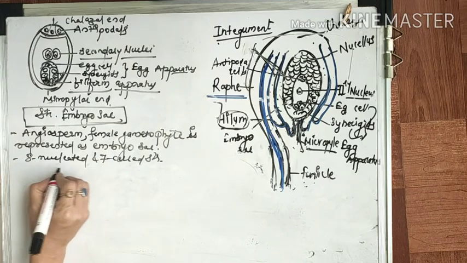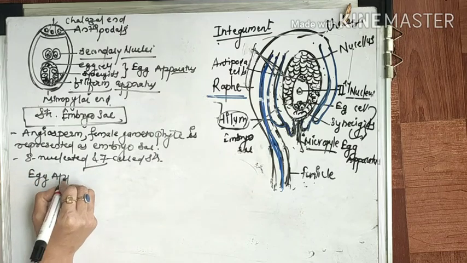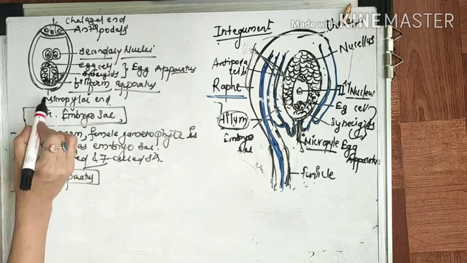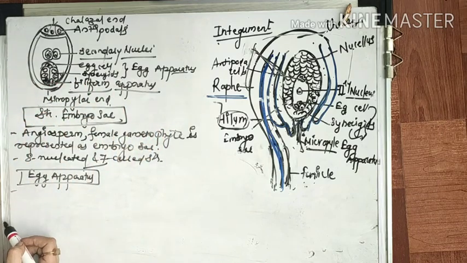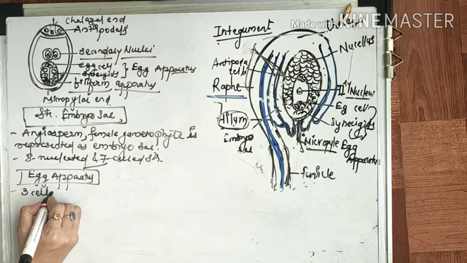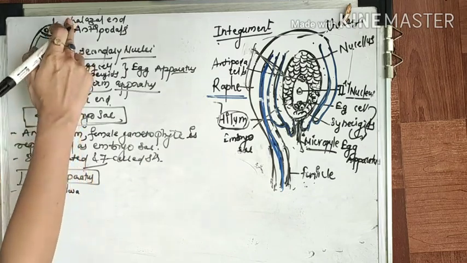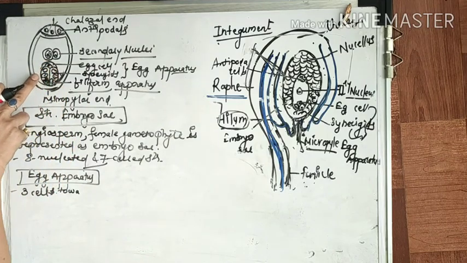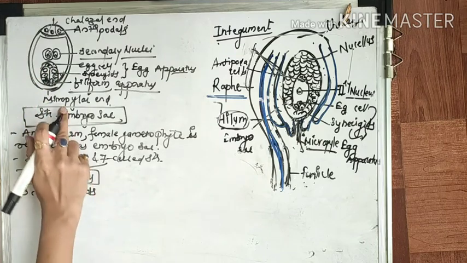The first part we will discuss is called the egg apparatus. This and this part together are called the egg apparatus. It is a group of 3 cells. How many cells are there? A group of 3 cells, towards the micropylar end. So this is cells 1, 2 and 3. It is a group of 3 cells towards the micropylar end.